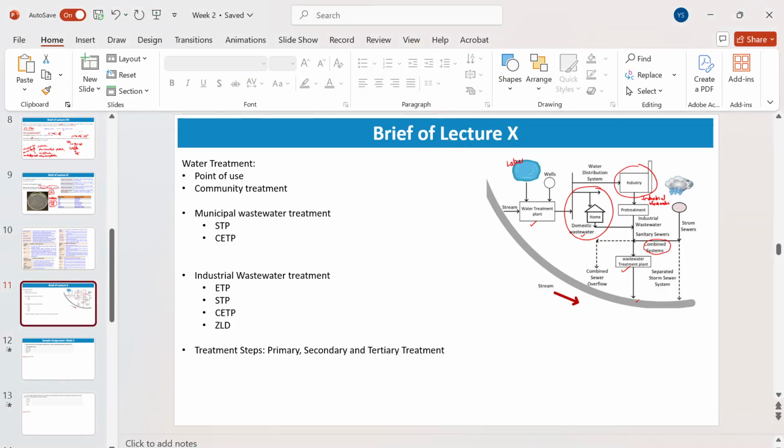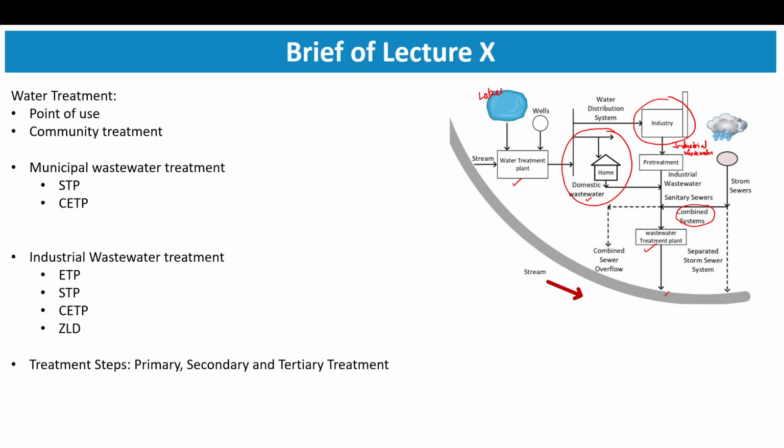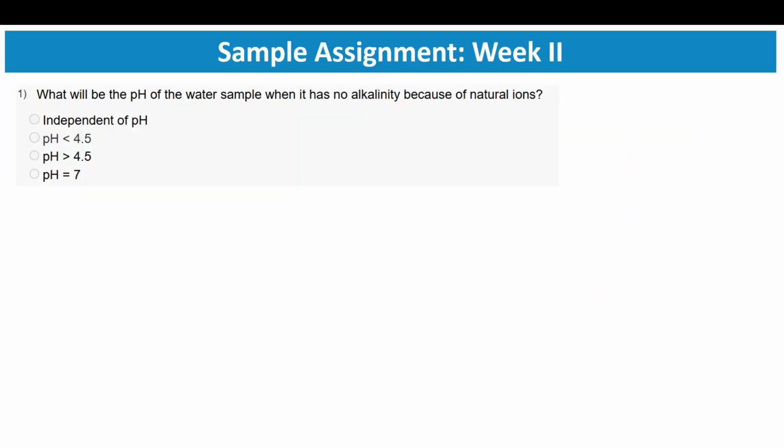Yeah, so now we will move forward with the sample assignment. Okay. So what will be the pH of water sample when it has no alkalinity because of natural ions? So that is pH 4.5.